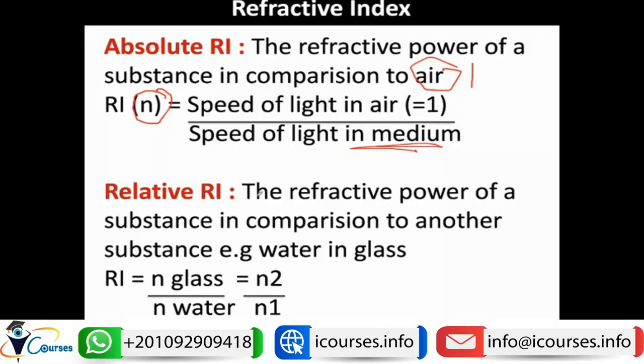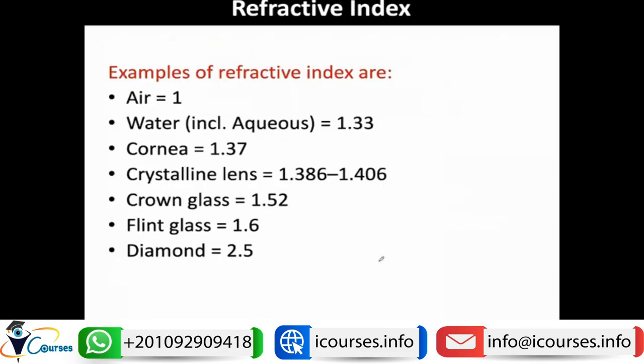While relative refractive index means that it is the refractive power of a substance in comparison to another substance. For example, if we wanted to know the relative refractive index of water in relation to glass, then we will divide the refractive index of the glass over the refractive index of water. So the ratio here will be the relative refractive index of water to the glass.